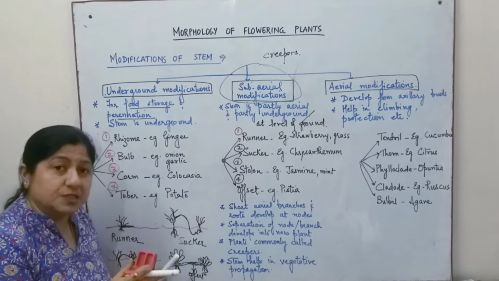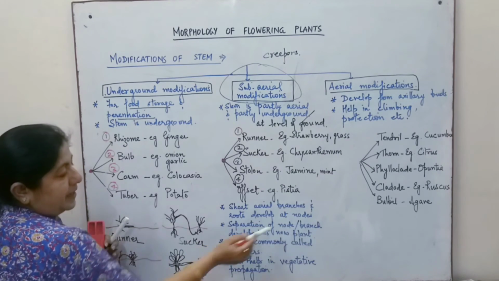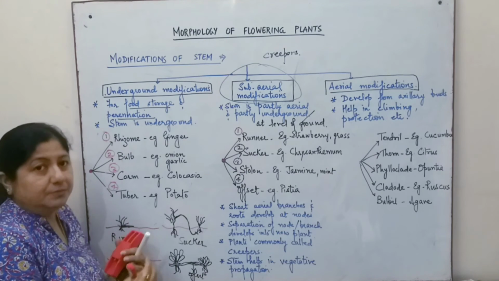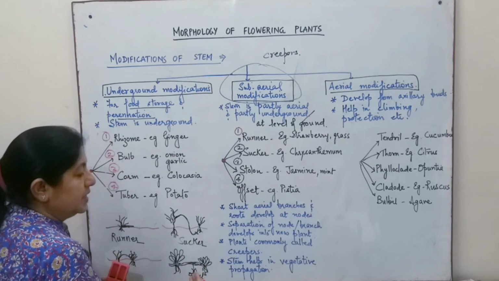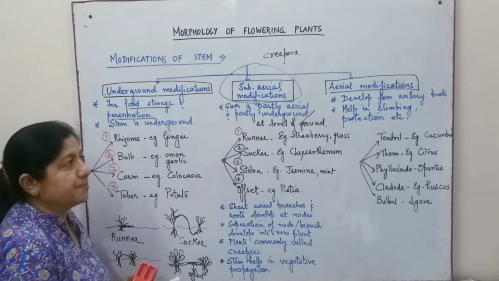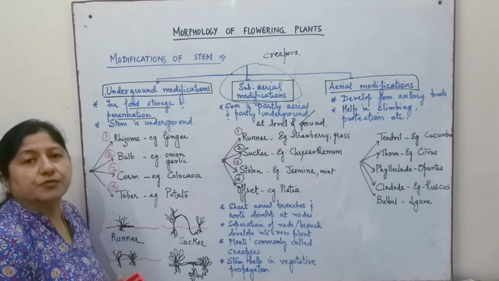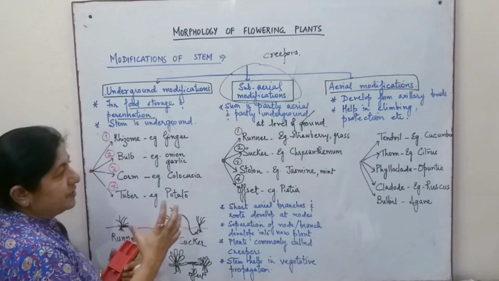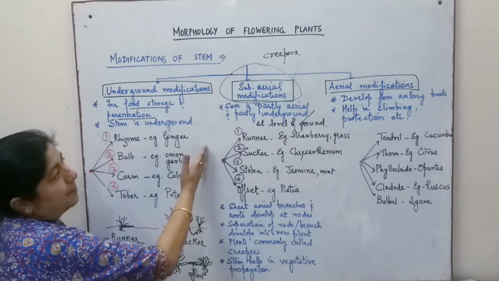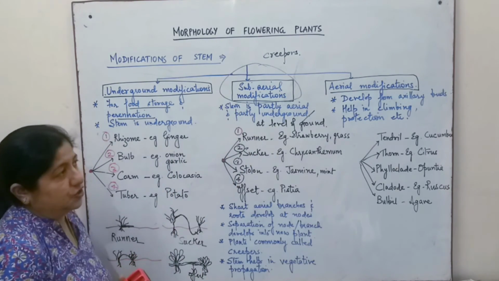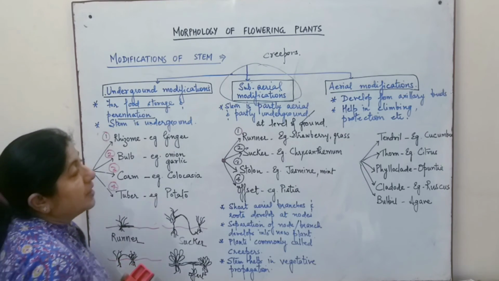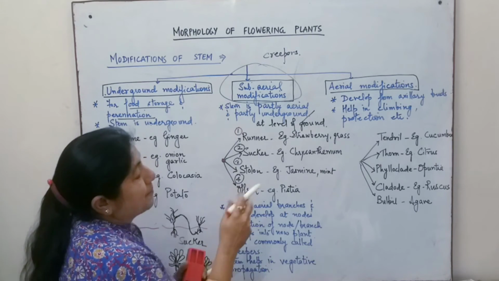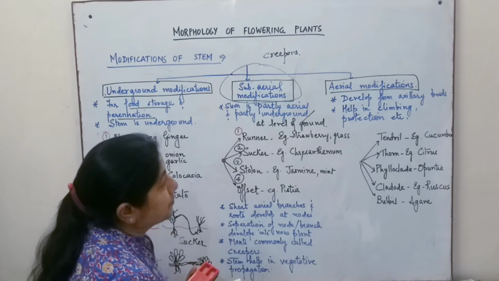Where the node is present, it will be the area where the branches of a new plant or the new branch will be developed. The plant will be called a creeper. In aerial modification also, we call those plants creepers only, because when we talk about the difference between subaerial and aerial modification, over here the stem is aerial only because it is performing a different function.